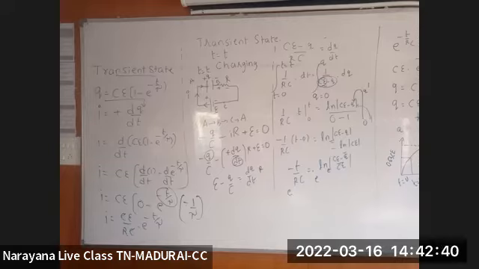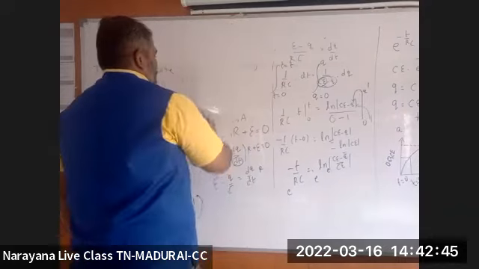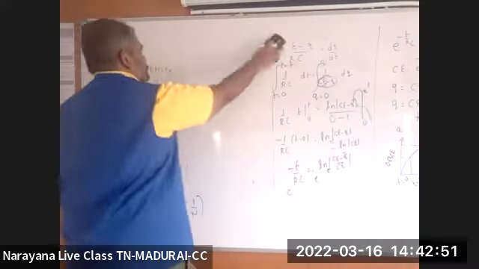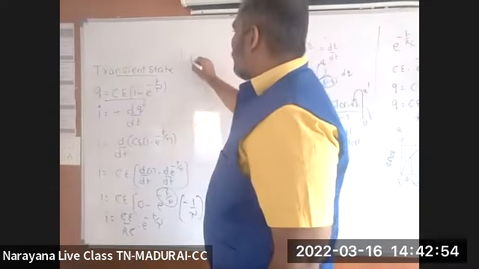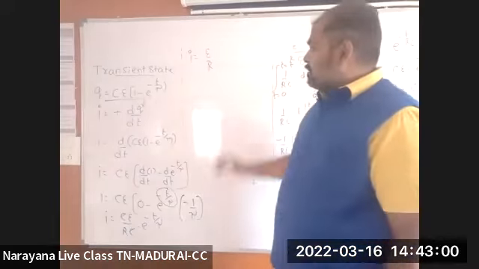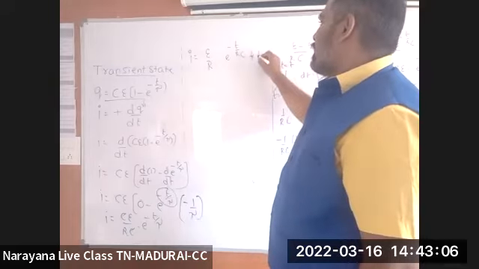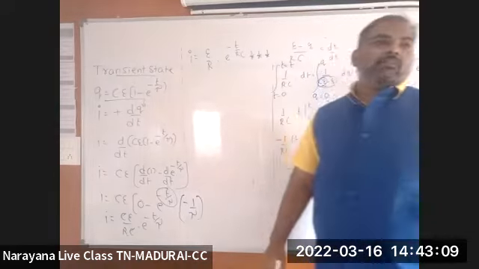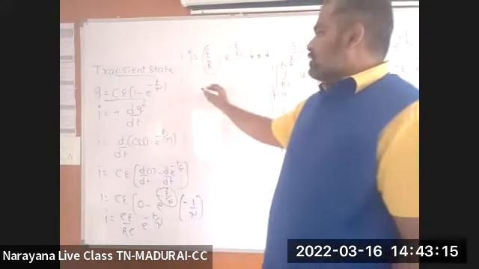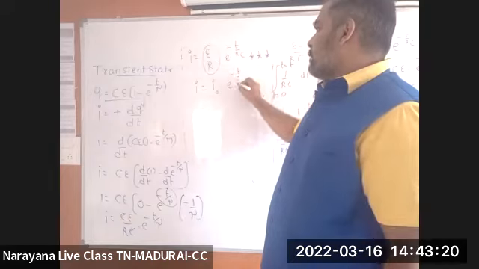So I can write here the current flowing in the circuit after t seconds. Current equals E by R into e power minus t by RC. This is the current after t seconds, and E by R is nothing but the maximum current flowing in the circuit. So I is equal to I naught into e power minus t by R into C.